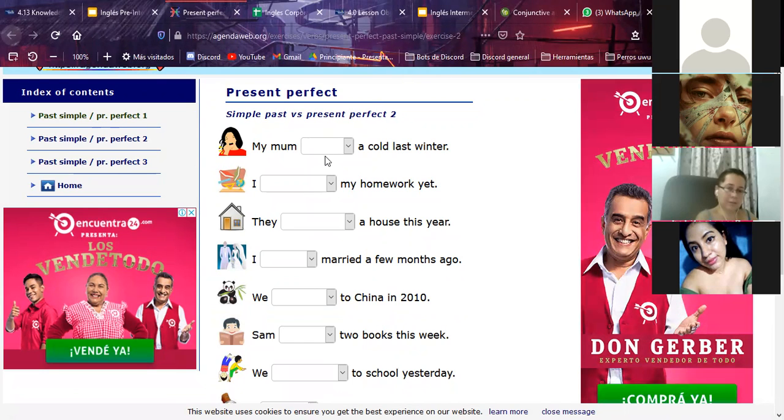For example, the first one says, my mom had or has had. Had is simple past. Has had is present perfect. What do you think? Okay, you say had. And the other people? Has had. We are one and one. What about the other classmates? Okay. Remember to analyze the sentence. My mom. And then it says, last winter.